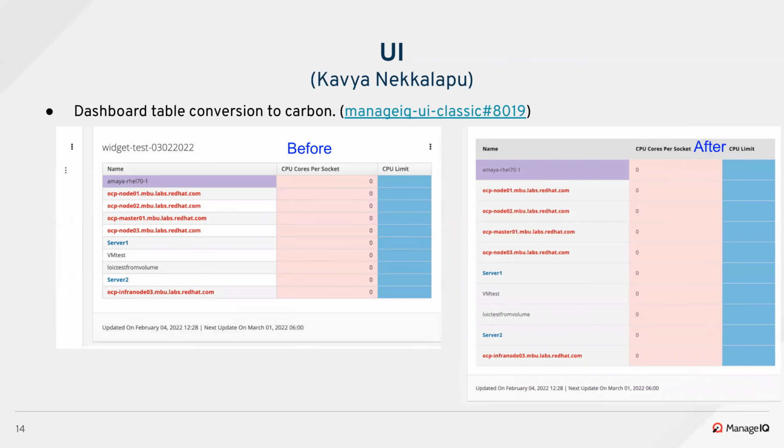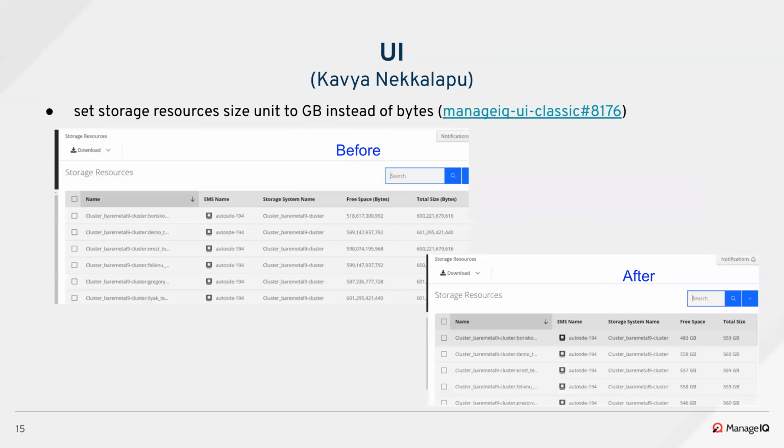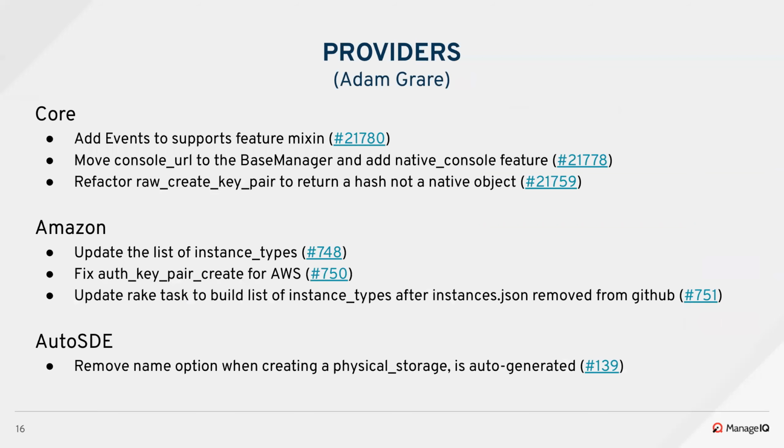Jeffrey converted the dashboard table to a Carbon React table in this PR. Next one. This is an enhancement. AutoST team raised a PR for storage resources, free space, and total size columns to display them in GB instead of bytes for better understanding. Next one. Okay, I think that's all from UI. Over to Adam. Thanks, Kavya.